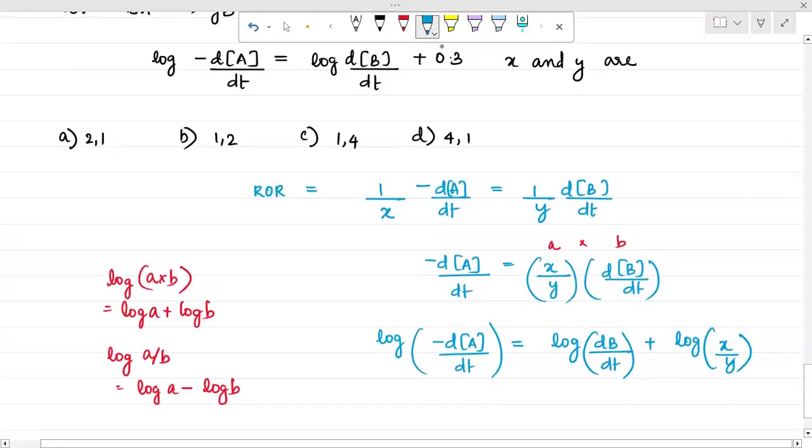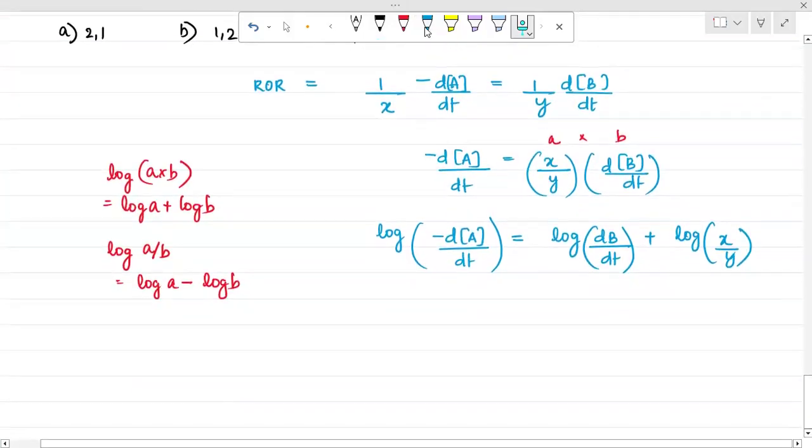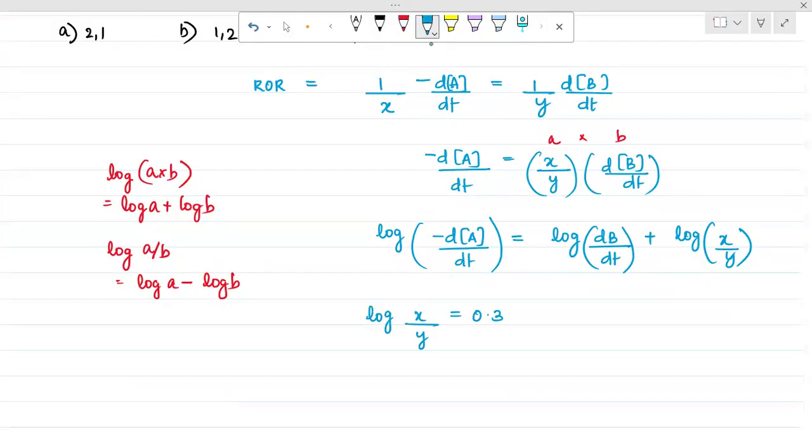Now look at the relation which is given. On the left, what you have is log minus dA by dt. Here also we have log minus dA by dt. Here I have log dB by dt. Here also I have log dB by dt. Now what is given? Here there is 0.3. Instead what we have is log x by y. So what we get is log x by y is equal to 0.3. Now you have to find the value of x by y such that log of that value is 0.3.